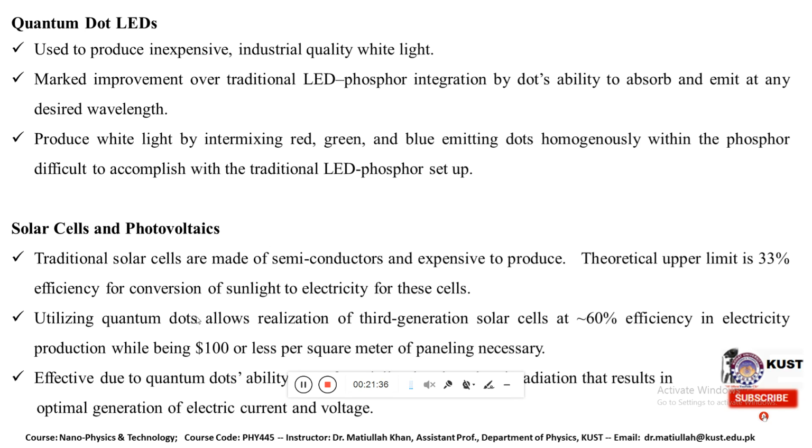In the next lecture, I hope we will move towards the fabrication, properties and applications of nanowires. This is something about the quantum dots.